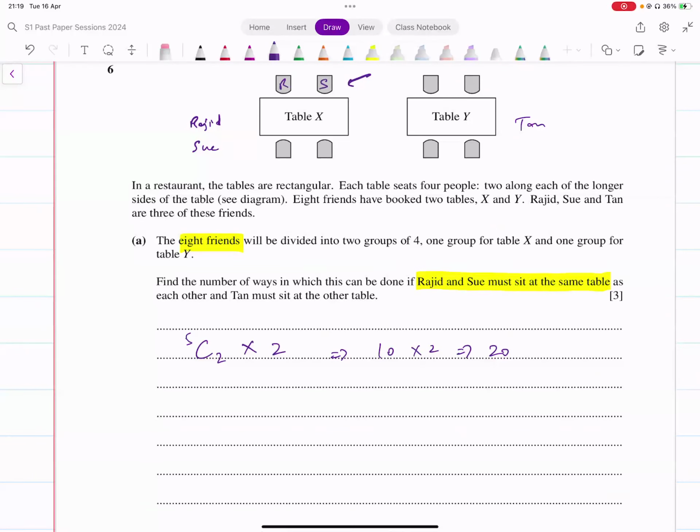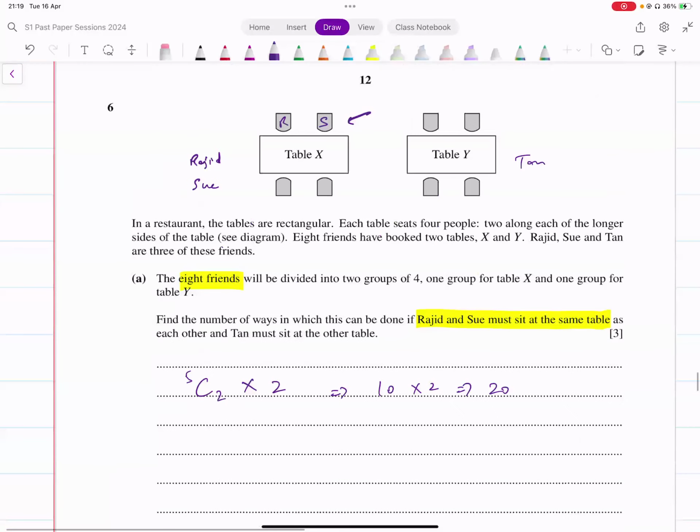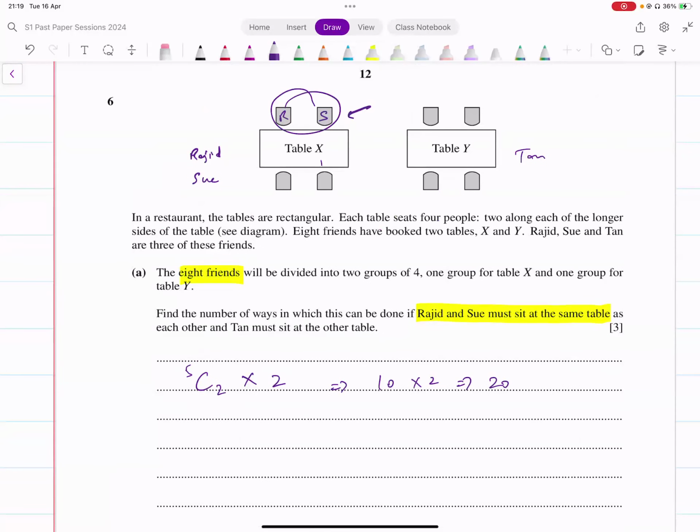Now they could either sit like this or they could switch places, right? So there are 2 ways in which they can switch places as well. So we multiply by 2 because of that as well. So 2 is for selecting which row they sit in. They either sit in this row or in this row. And then you multiply by 2 again to account for them switching places with each other, right? So that's Rajit and Sue handled.